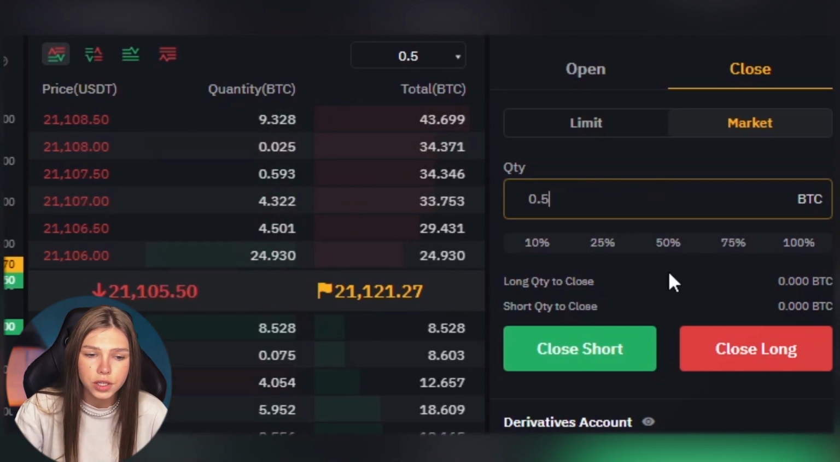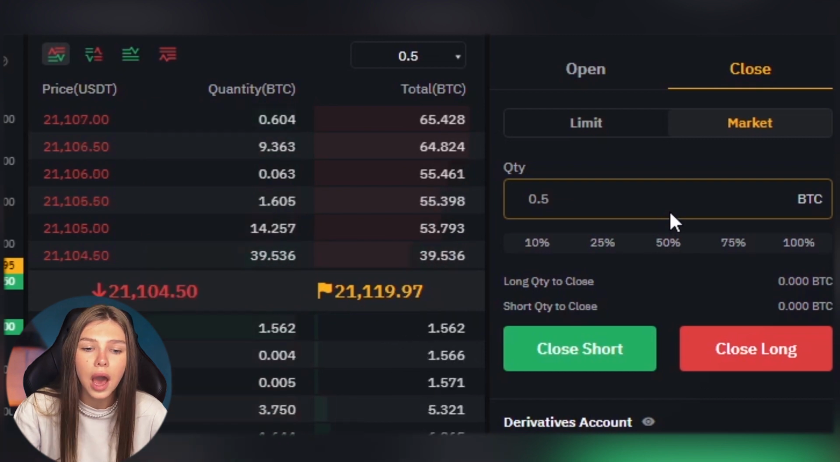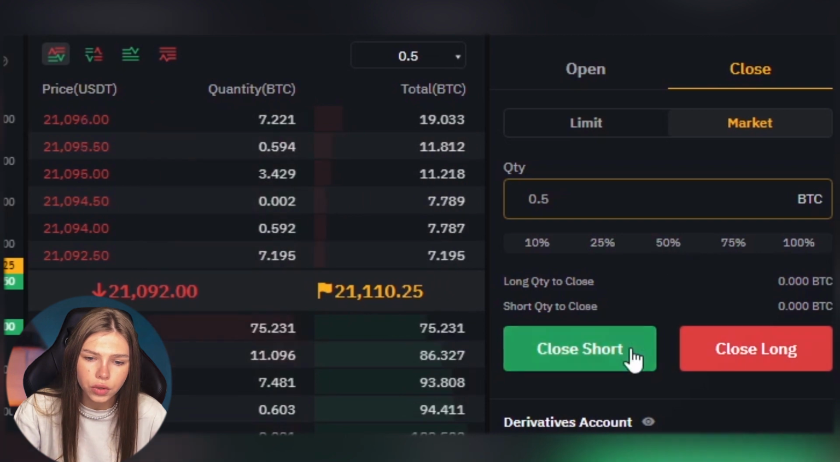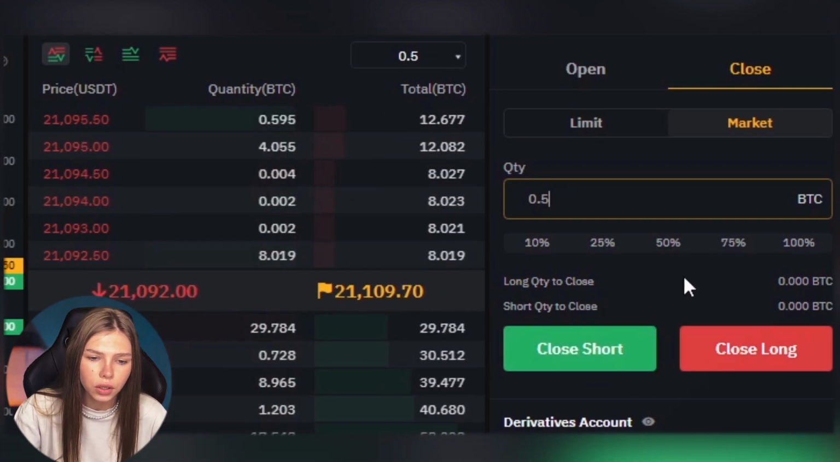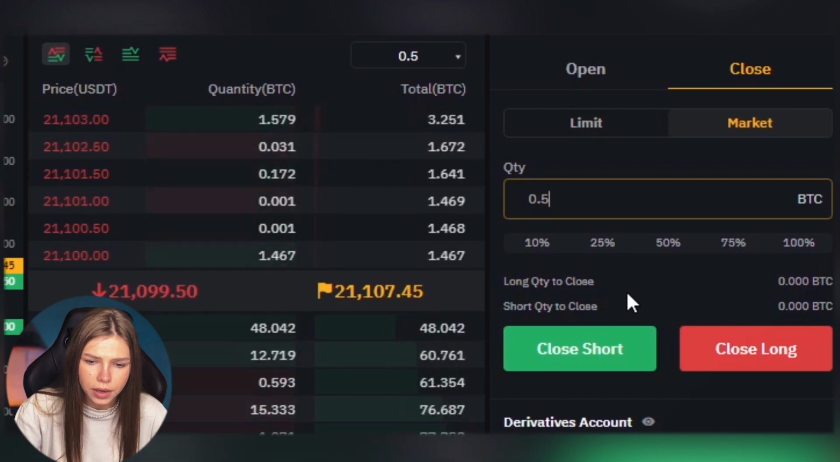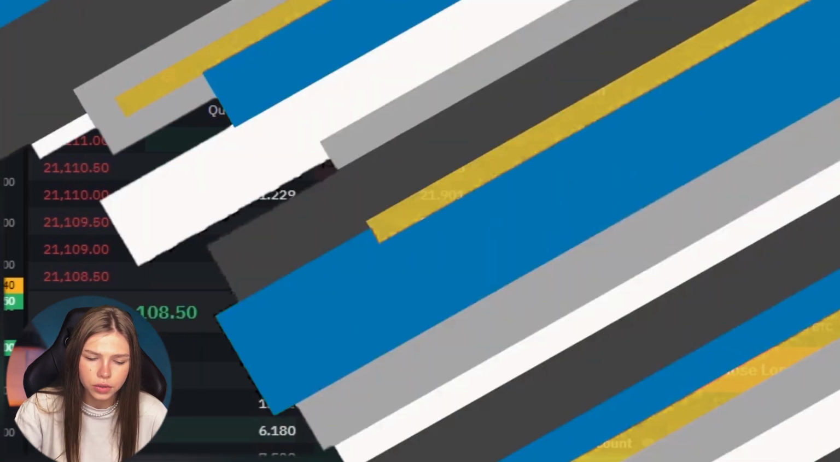You can close your position, you can reduce your position, or you can close the whole thing depending on how much you have. And then if you are going short, you've got a short position, you can close your short right here. Choose how much you want to close, and that's how you do it. So it's a little bit different with the futures markets compared to the spot market. That will get you up and running trading futures and using leverage on ByBit.